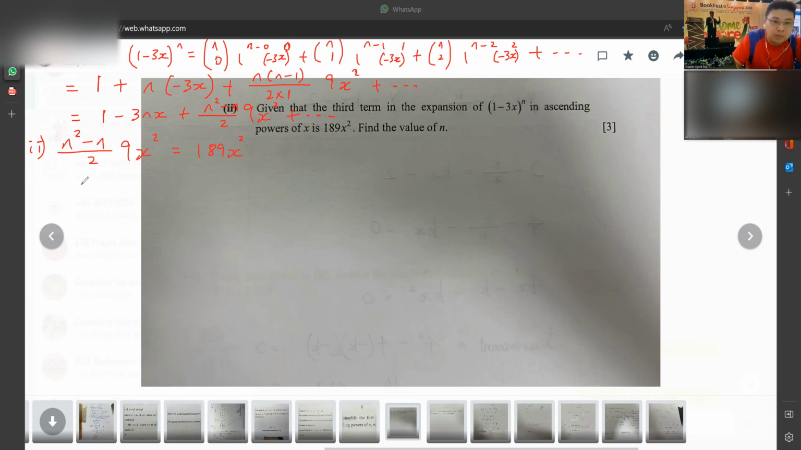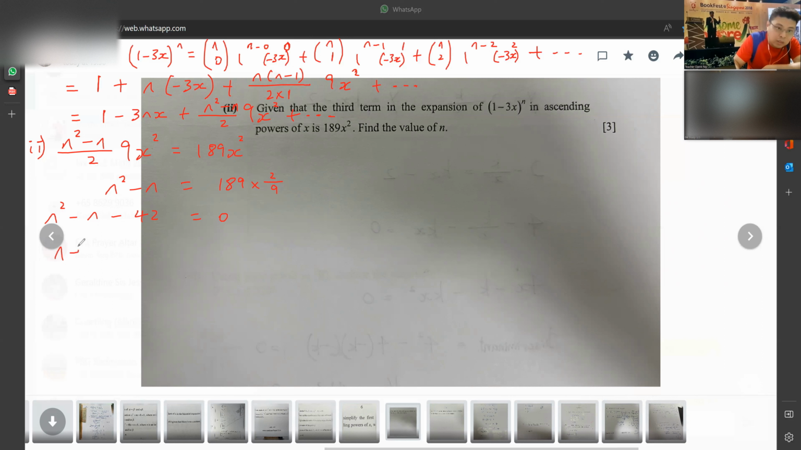Then x squared can remove, right? So n squared minus n will then be equal to 189 times 2 over 9. Then you simplify, you would have n squared minus n minus 42 equal 0. This should be 42, if I'm not wrong. Okay, let's verify calculator. 189 times 2 over 9 is 42. So 42 bring over is negative 42. N squared minus n minus 42 is 0, right?